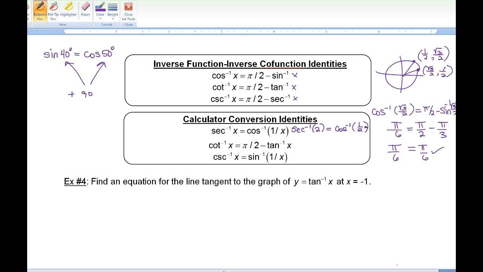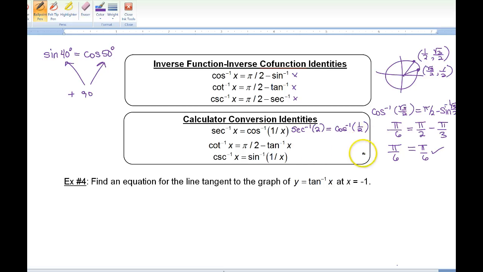Not 1 over. There's no secant inverse on your calculator, right? So if you want to evaluate secant inverse, you're going to use cosine inverse of the reciprocal first, and then do the reciprocal. Correct, not the other way around. Don't do the reciprocal of the value. Inverse first, then reciprocal. Just hit the button first and then do it.